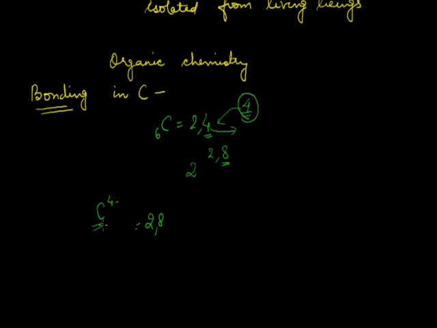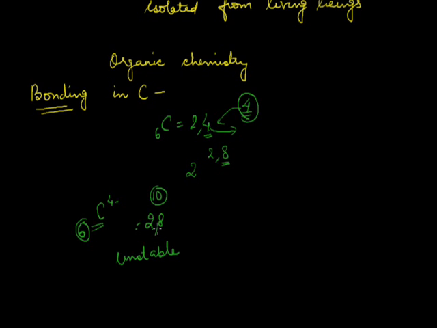It will be a stable configuration, but the nucleus of carbon still contains 6 protons. There is no addition of protons during this process. So the total number of electrons will become 10, but the total number of protons remains 6, and it is very, very difficult for 6 protons to hold on to 10 electrons. That is why this anion will not exist. It will be unstable.